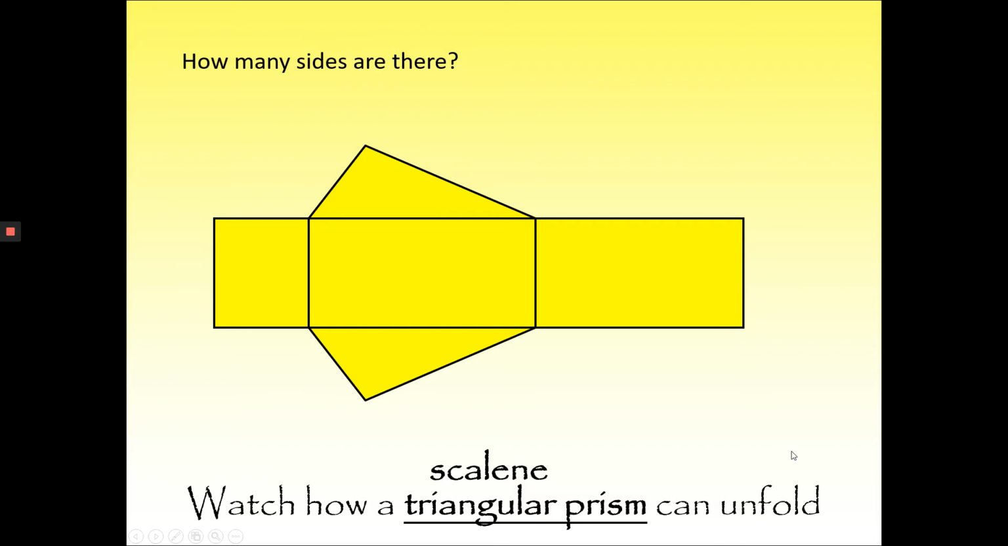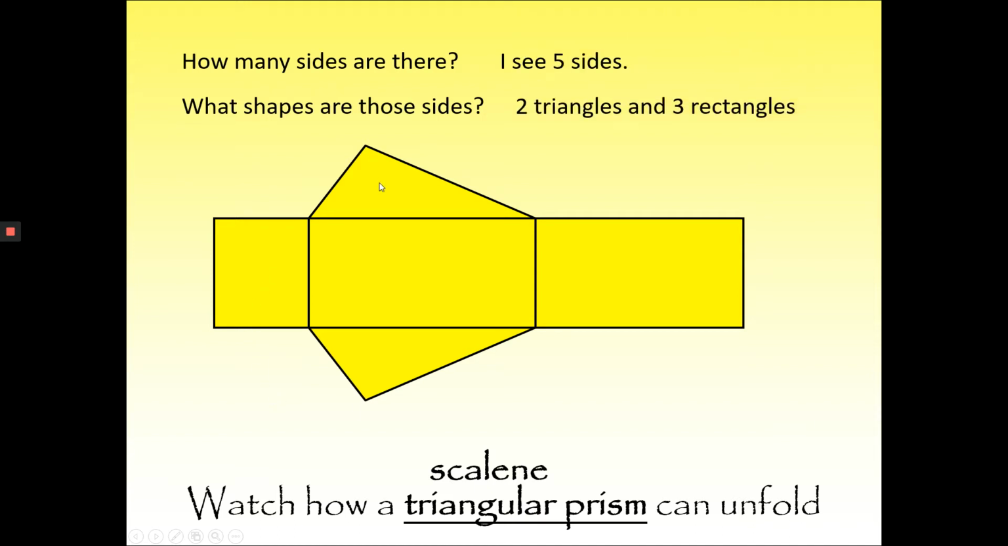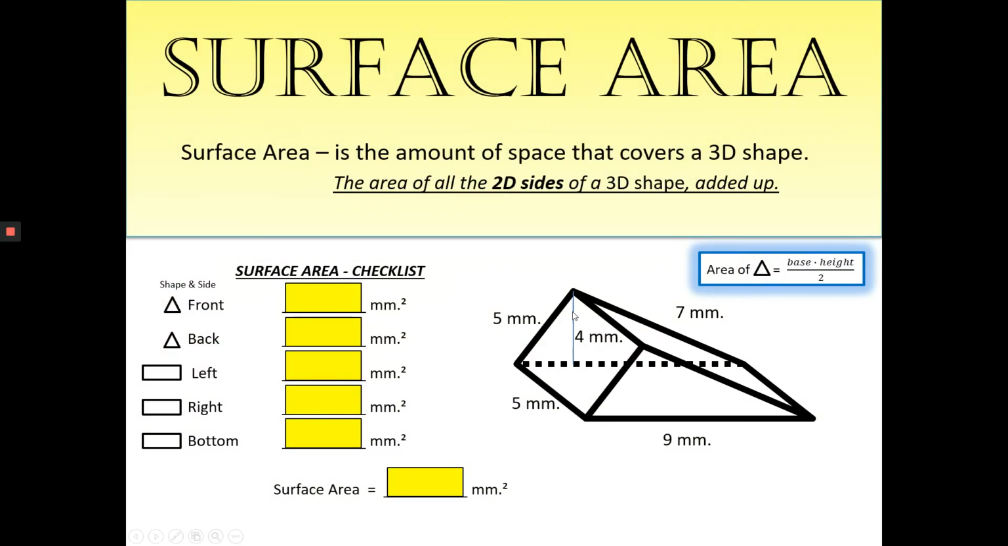So how many sides are there on a triangular prism? Well, for triangular prisms, there's only 5. But what kind of shapes are those sides? If you can see, there's 2 triangles, and then there's going to be 3 rectangles. So for the example that we're going to have here, this is the triangular prism, the scalene one. So if you look over here for the shapes and the sides, we tried to break it down again with perspective and have everybody hopefully be on the same page.